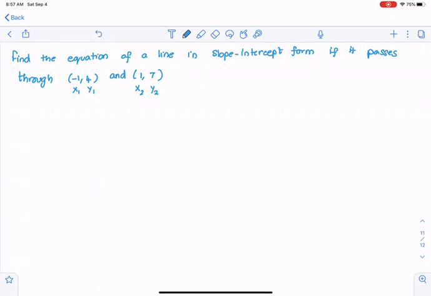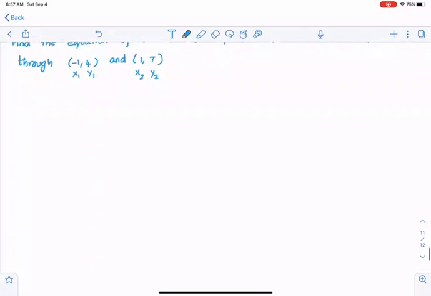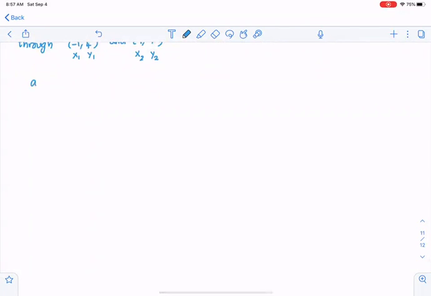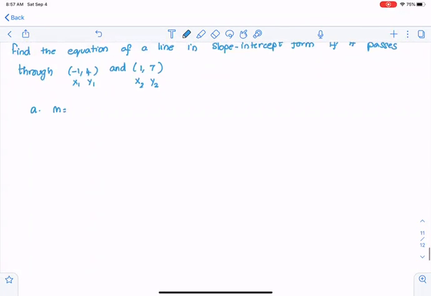So the answer is y equals 3 over 2x plus 11 over 2. The very first step is to solve for the slope. y2 minus y1, so 7 minus 4 divided by 1 minus minus 1. 7 minus 4 is 3. 1 minus negative 1 is plus 1. So the slope is 3 over 2.